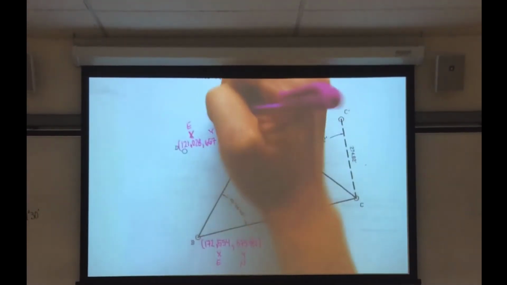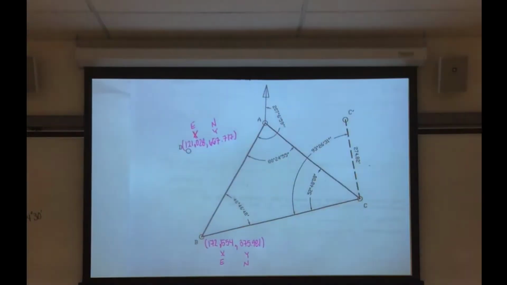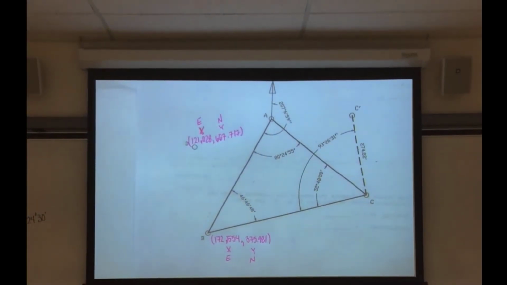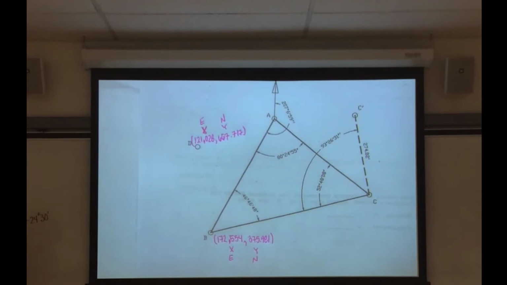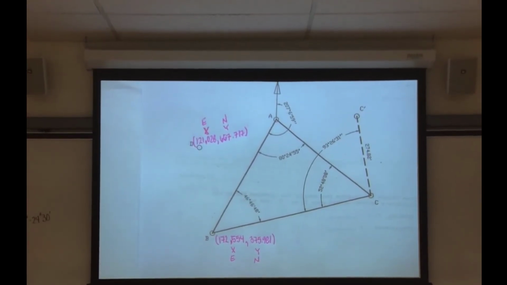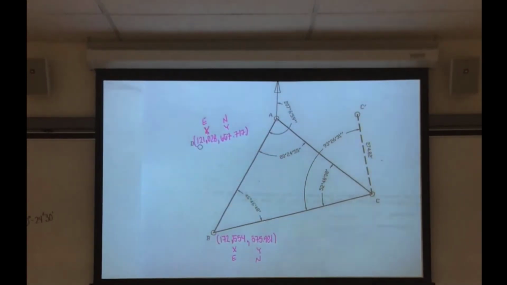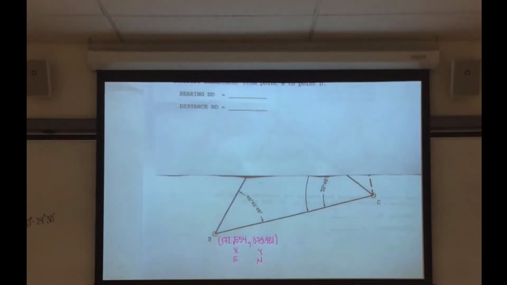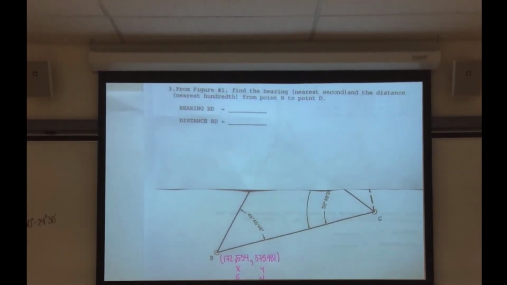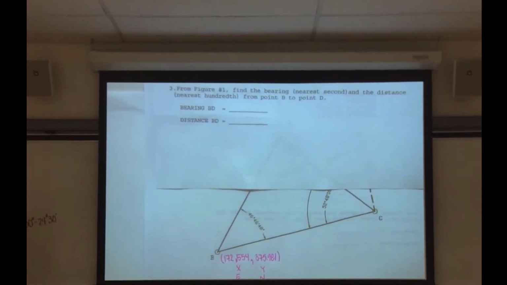Remember, X is easting and Y is northing. And the reason that becomes important is because we're talking about latitudes and bearings. So in this problem, it says what is the bearing from B to D and what is the distance.